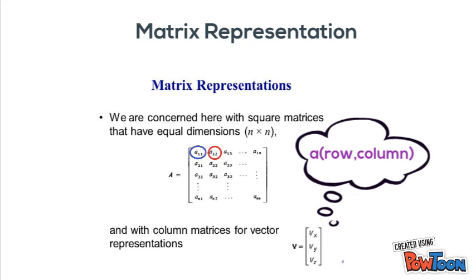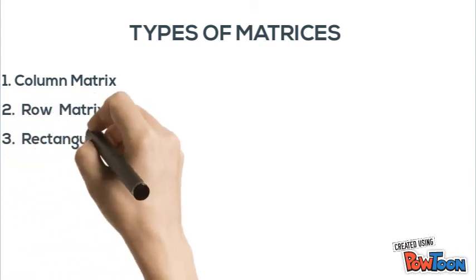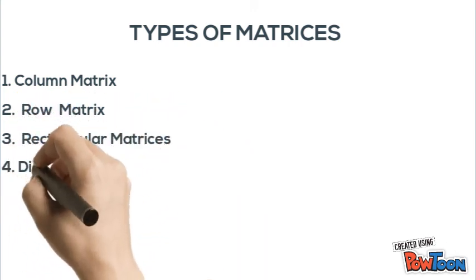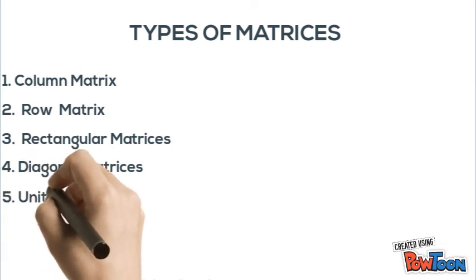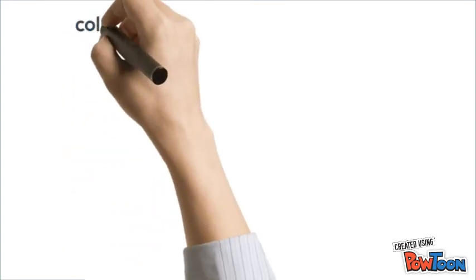After representation, now we will focus on types of matrix. There are 6 types of matrix. 1 is column matrix, 2 is row matrix, 3 is rectangular matrix, 4th is diagonal matrix, 5th is unit matrix, and last is null matrix. So, let me explain these types of matrix one by one.